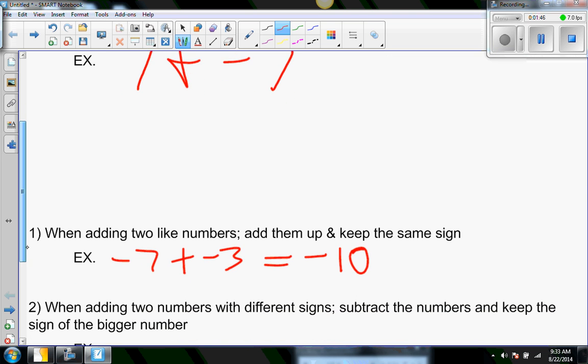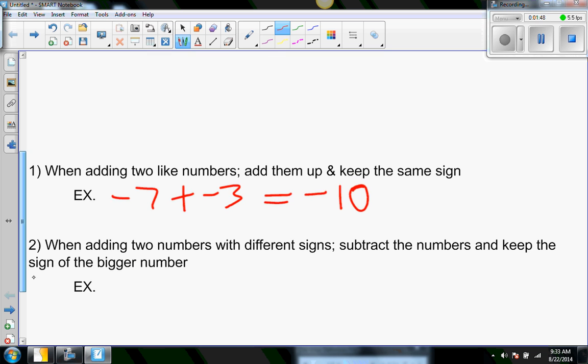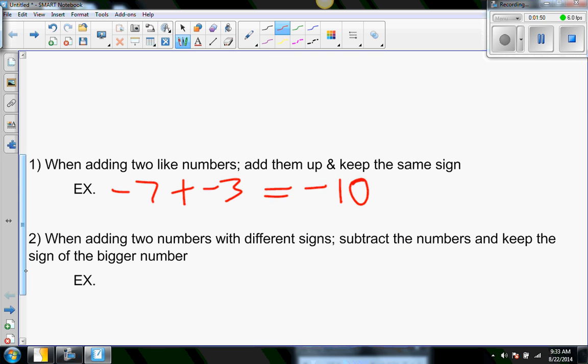The other rule is the one that gets a little bit tricky sometimes. When adding two numbers with different signs, so now one is positive and one's negative, you subtract the numbers and you keep the sign of the bigger number. So for example, if I have -7 and +3, they're not the same sign. My negative is bigger, so I'm going to go 7 minus 3 is 4, and then I go back and look which number is bigger, 3 or 7. 7's bigger, so it's -4.